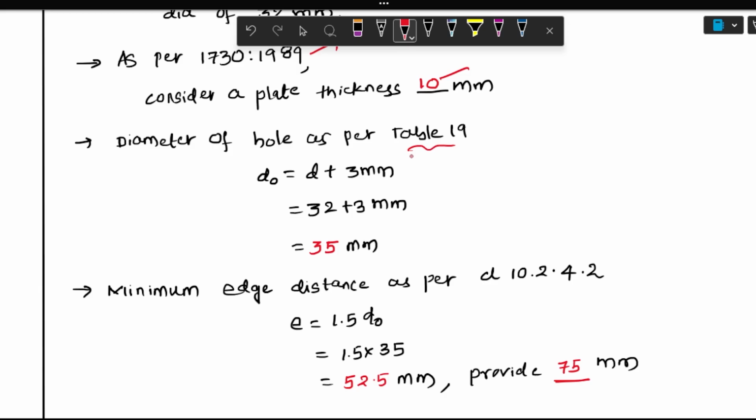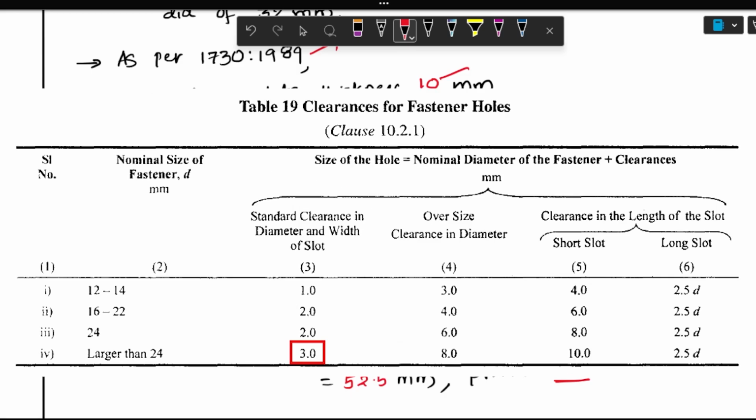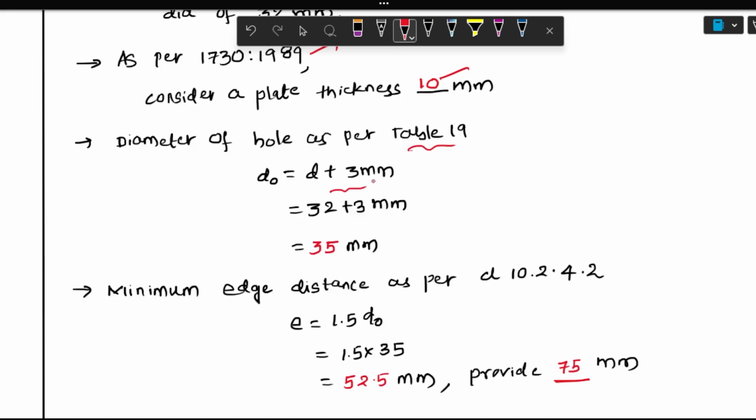So let us calculate the diameter of the hole. See, D naught is equal to D plus 3 mm from the table, which applies for a bolt or pin of dia greater than or equal to 24 mm. The 3 mm extra we are going to provide, that is D plus 3 mm, that is 32 plus 3 mm, which gives 35 mm. 32 mm is the dia of the pin of the D-shackle.